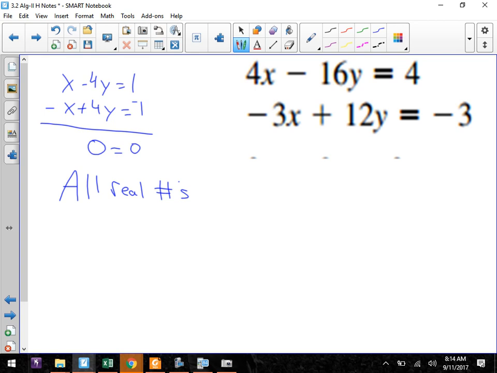Because that's the same line. That's the same line. That means it's infinite solutions. That means it's all real numbers. Okay? Forgot about that one, didn't you?